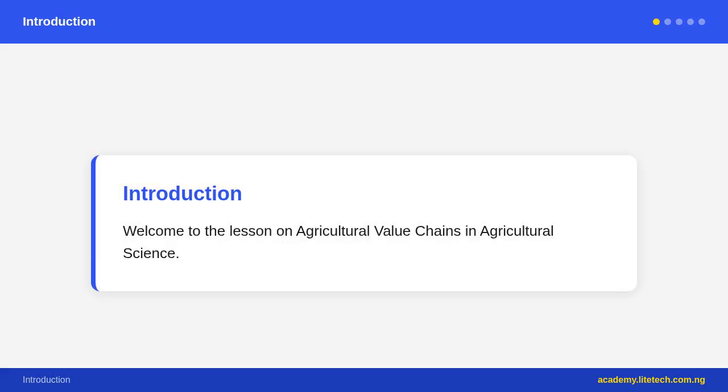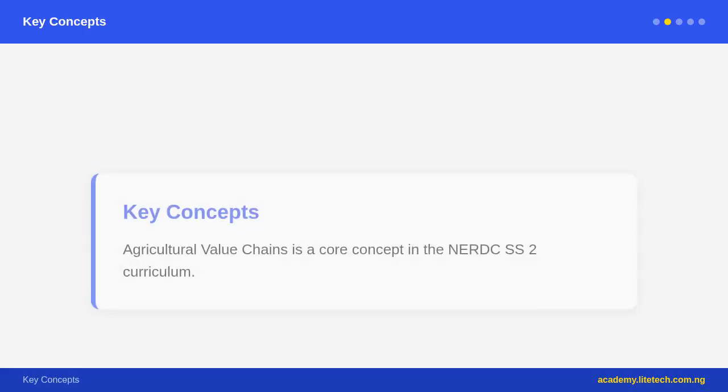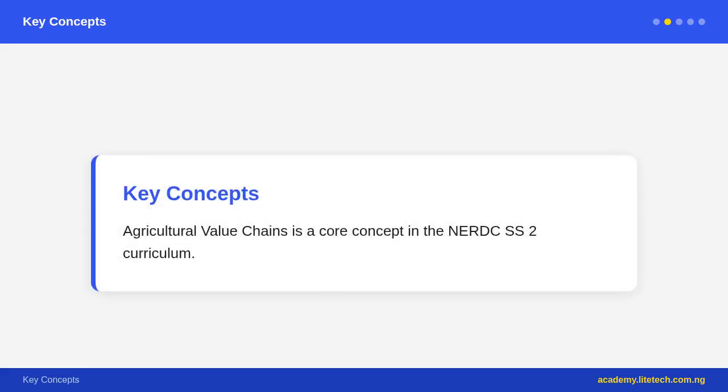Key terms: supply chain, the physical flow of goods from production to consumption. Value chain, the supply chain plus all the value-adding activities and the relationships between actors. Market chain, similar to value chain, sometimes used for specific market-oriented analysis.